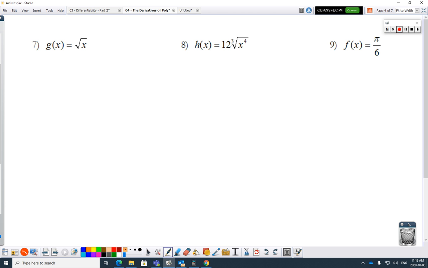Now I've got root x. I'd like to write it as x to the something. Can root x be written as x to the something? And if yes, what is the something? X to the 1/2.